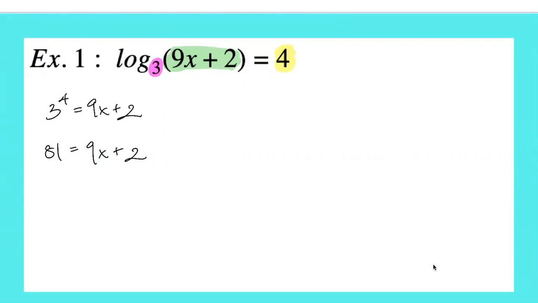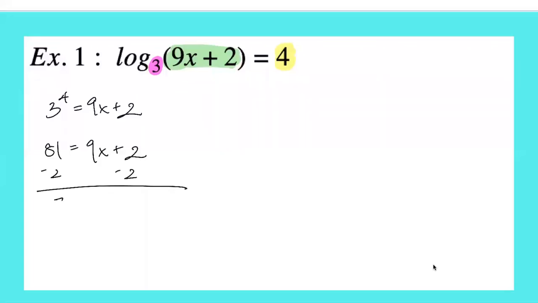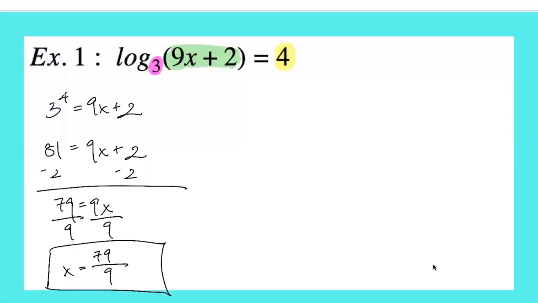Subtract 2 and then divide by 9. Perfect. So let's subtract 2 here. So we've got 79 equals 9x, and then we're going to divide by 9. And so we get x equals 79 over 9. Okay. Now for a question like this, I actually really prefer if you leave it as the fraction, okay?